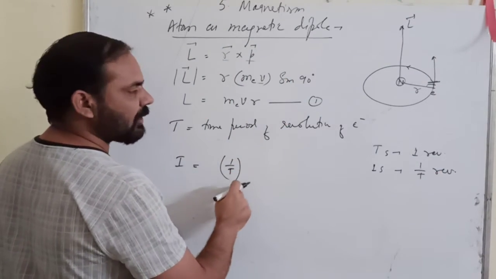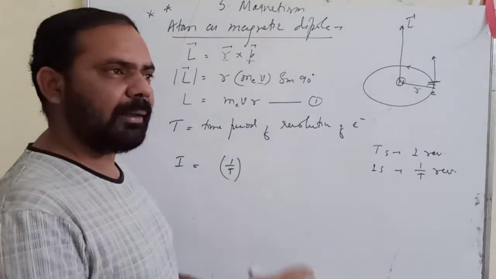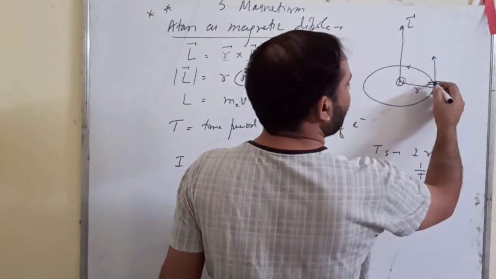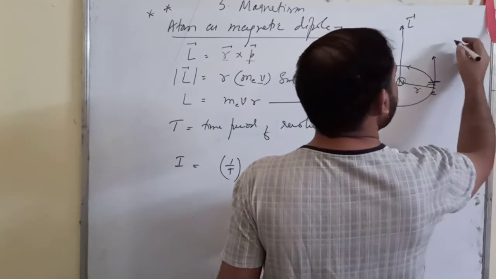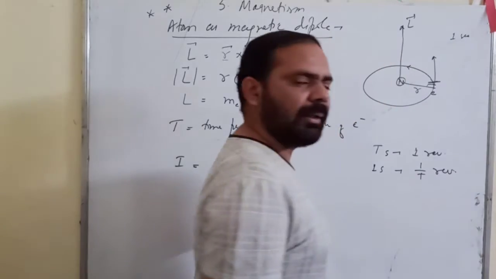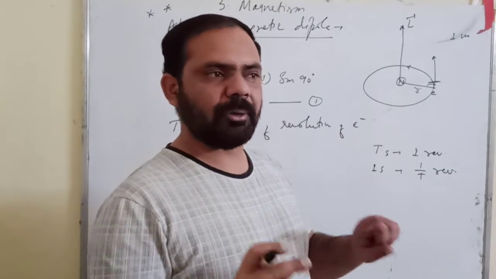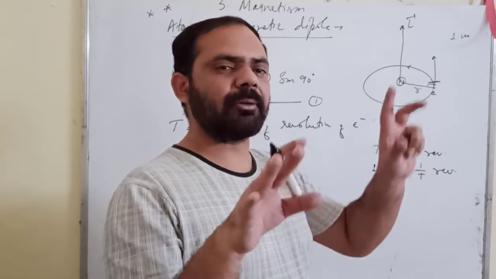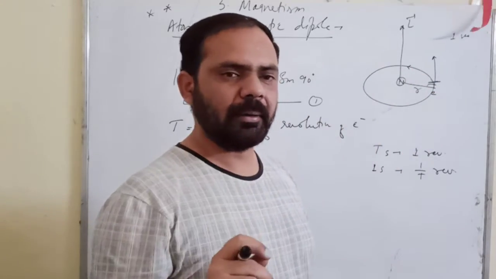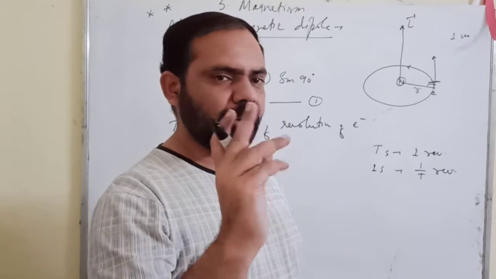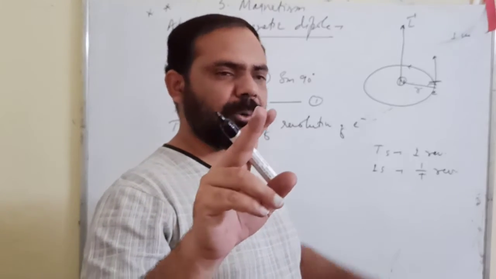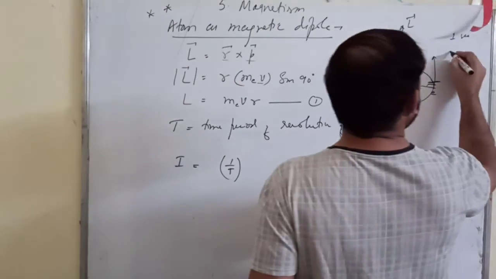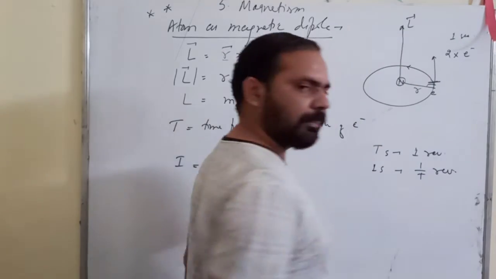Suppose you take an example: an electron crosses this point 2 times in 1 second. Can you say simply that 2 electrons are crossing the point in 1 second? Because the same electron comes again. So you can simply say that 2 electrons are crossing the point in 1 second. So how much charge is crossing? It is 2 into the charge of 1 electron, right?